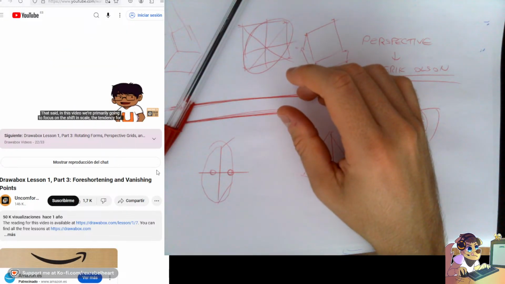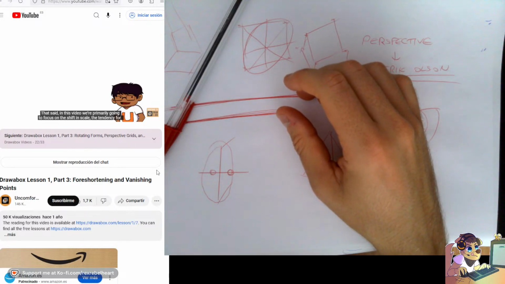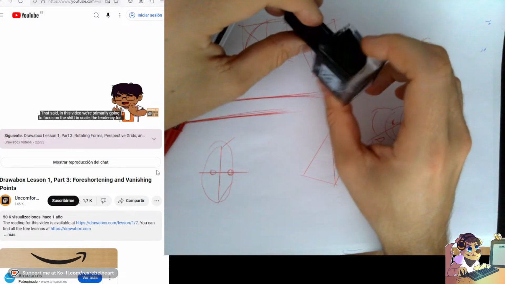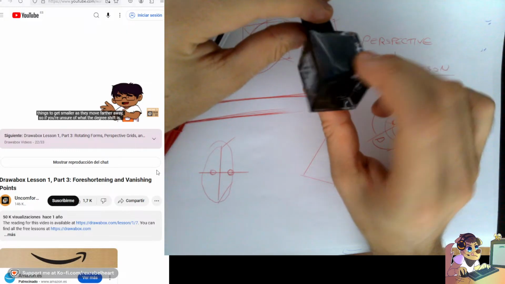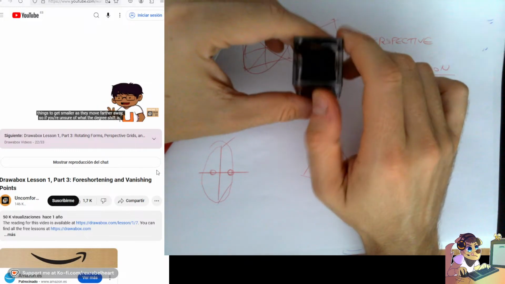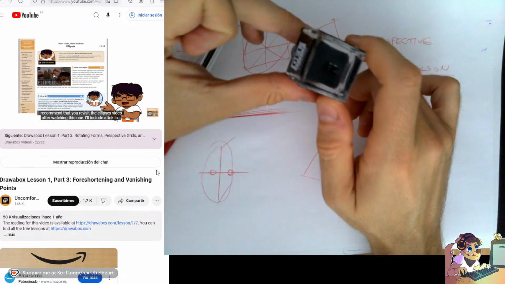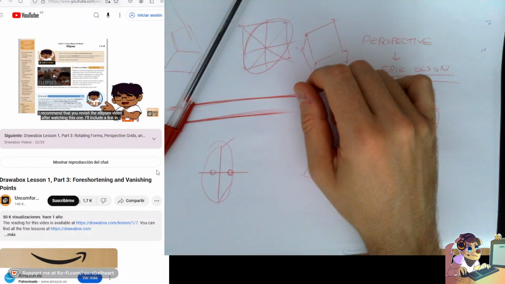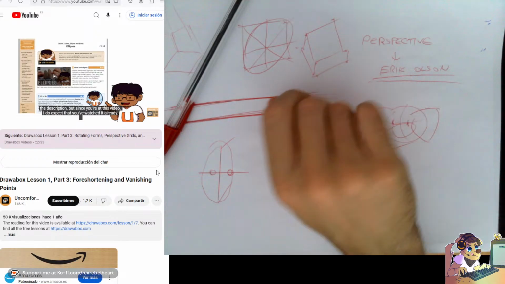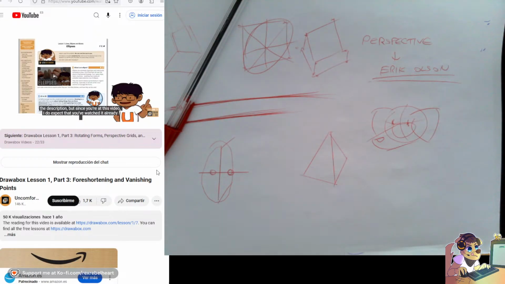That said, in this video we're primarily going to focus on the shift in scale, the tendency for things to get smaller as they move farther away. So if you're unsure of what the degree shift is, I recommend that you visit the ellipses video after watching this one. I'll include a link in the description, but since you're at this video, I do expect you've watched it already.